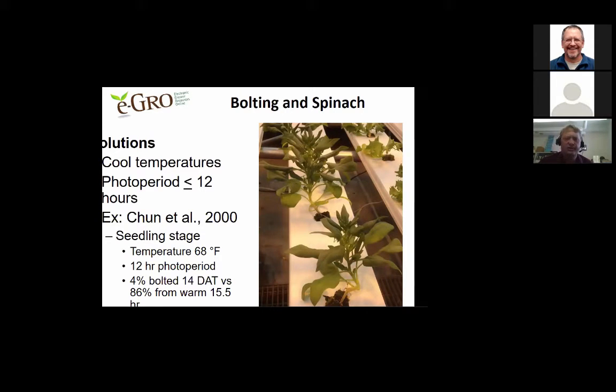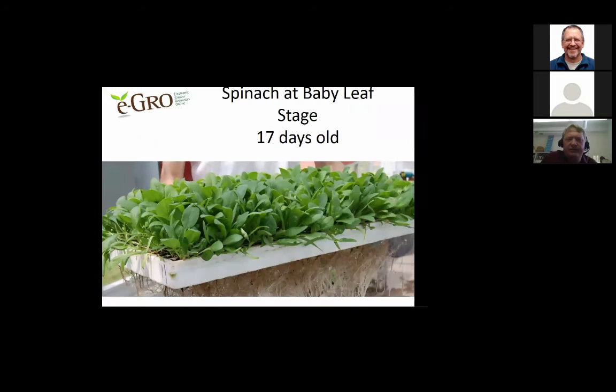They said going up to about 90 degrees in the article I wrote, but air temperatures varying between 70 to 90 degrees in their ambient temperature. And so those control plants, 86% of them had bolted by 14 days after transplanting. So again, just the point of cool temperatures and short day length to keep our spinach plants vegetative.